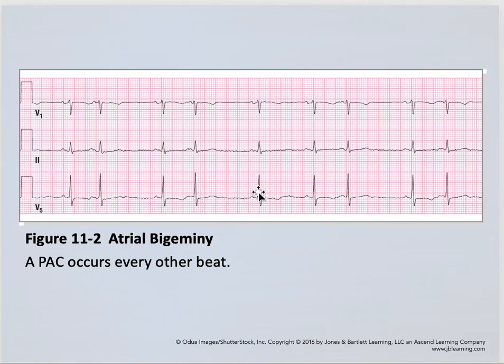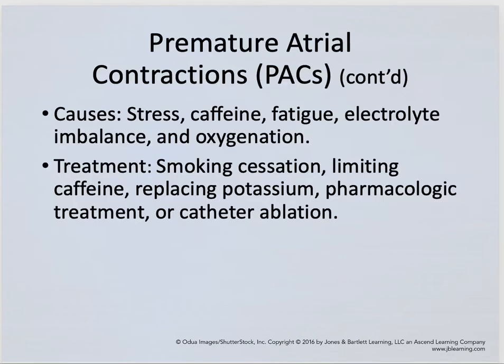This is the early beat, pause, sinus rhythm. So that's PAC, premature atrial contraction. Simply, again, this could happen on a healthy heart. It can be triggered by stress, caffeine, fatigue, electrolyte imbalances, different levels of oxygenation.